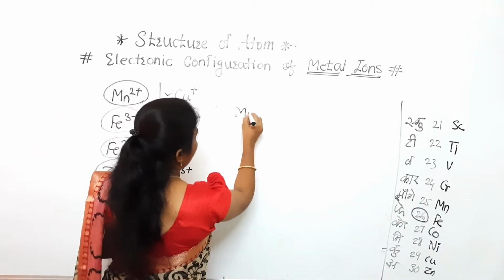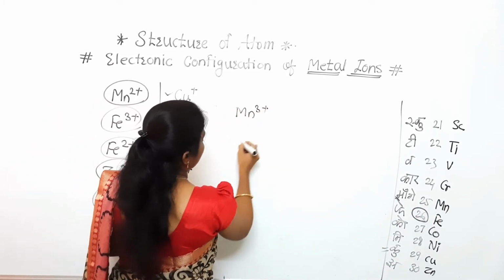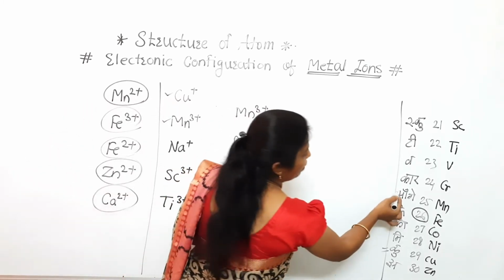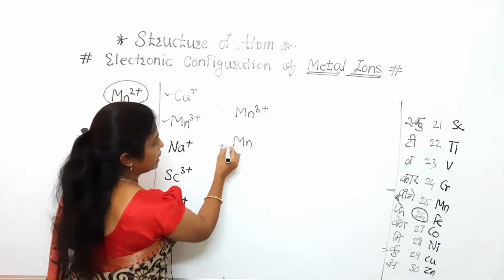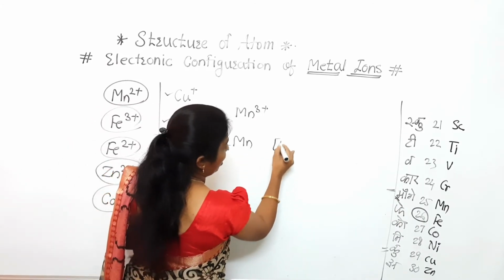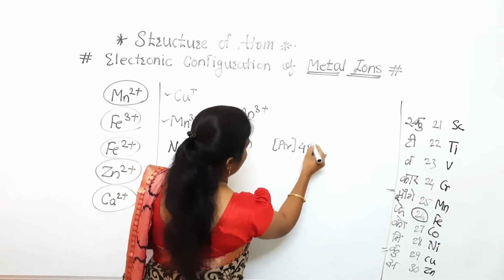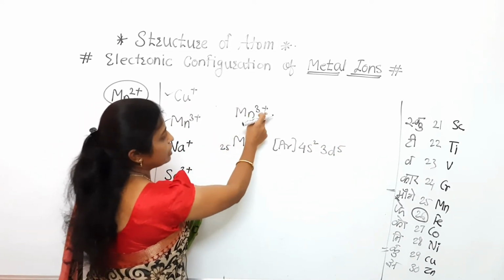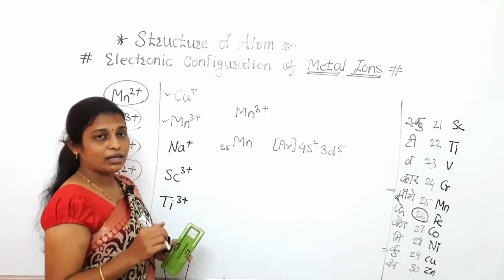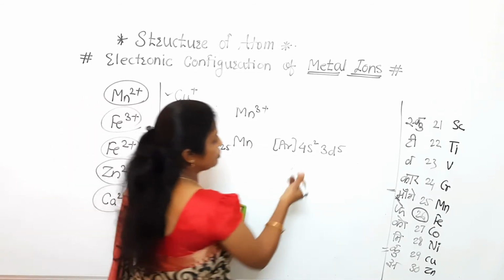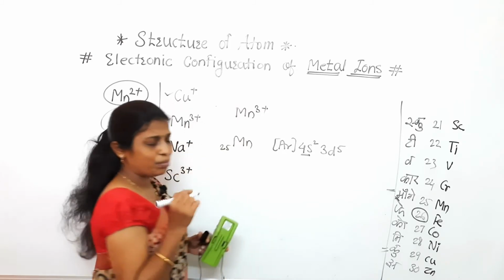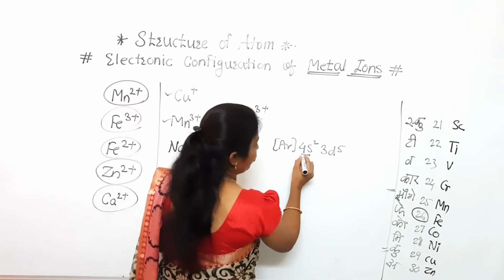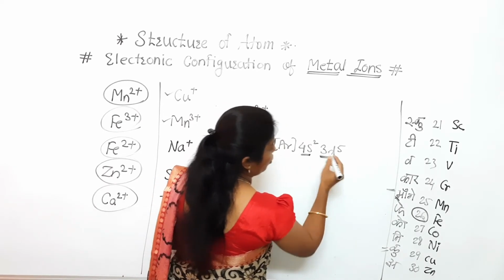Manganese, Mn3 plus. Before going towards Mn3 plus, we will discuss Mn also. Manganese means 25. Clear? So here for 25, argon 4s2 3d5 will be there. For Mn3 plus, we have to remove electrons, that number is 3. So firstly we have to remove the electrons from the 4s, but in that 4s only 2 electrons are there. So firstly we have to remove from the 4s, and after that one from the 3d.